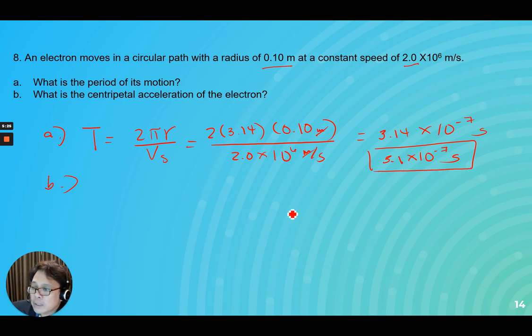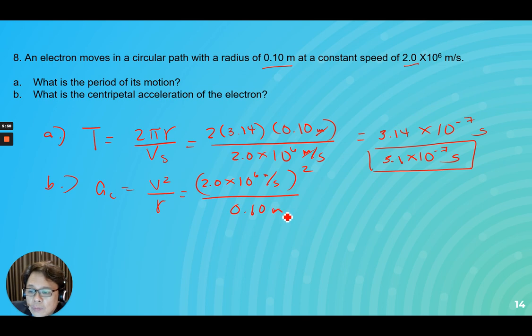Now for letter B, what is the centripetal acceleration of the electron? Okay, so A sub C is equal to V squared over R. So we already have the V, it's given 2.0 times 10 raised to the 6 meters per second. Then we square this divided by the radius 0.10 meters.